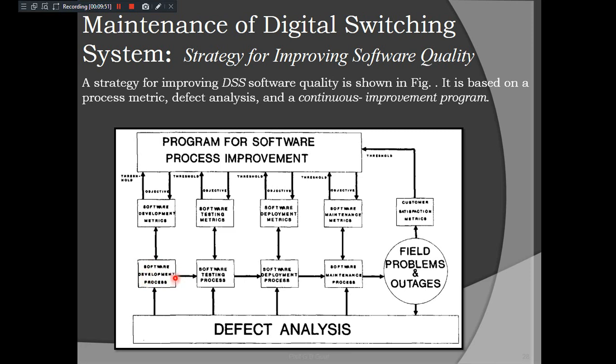Software development process means, for example, we are going to develop some of the modules or some new features we are going to add here. Based on the defect analysis, because it is getting the inputs from the defect analysis, based on that we are going to revise some of the features, means we are developing some of the software here.